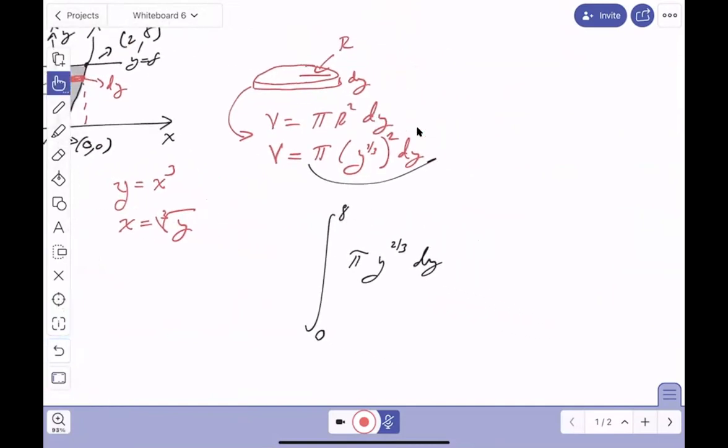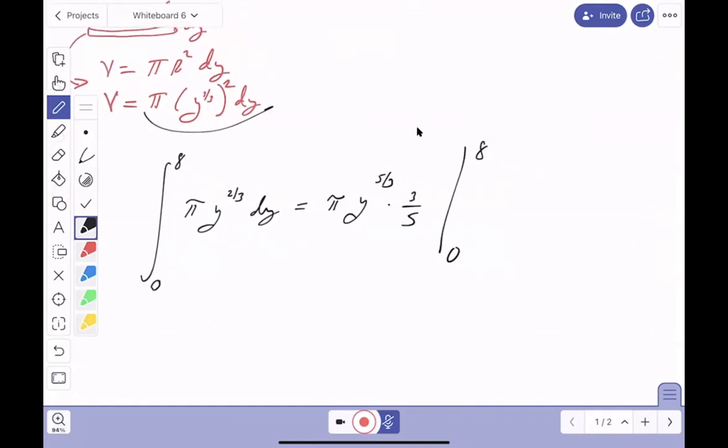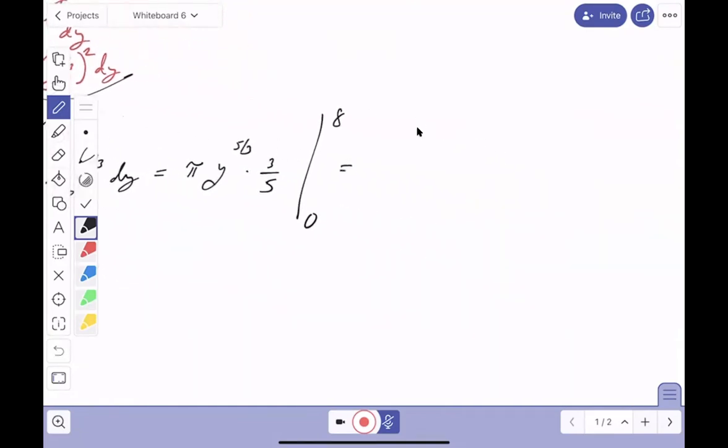And let's see if we can do the integration now. What do you get over here? Pi. Increase the exponent by 1. So that's y to the 5/3. You're going to divide by 5/3 or multiply by 3/5. 0 to 8. Whoa, this is going to be a tough one, isn't it? We'll take a look at it over here. It's going to be 3 pi over 5.